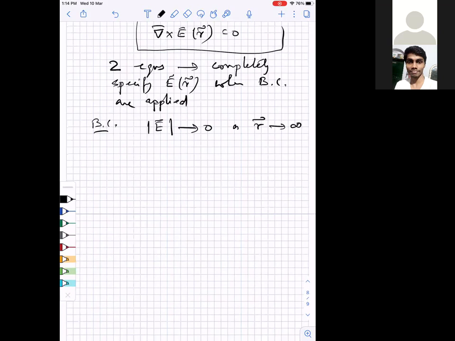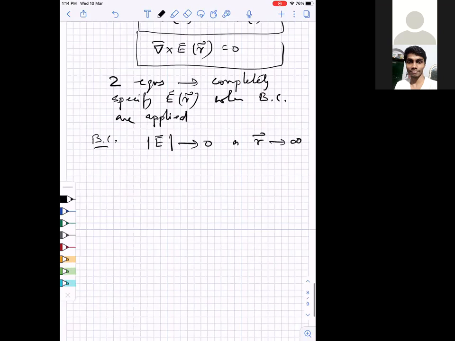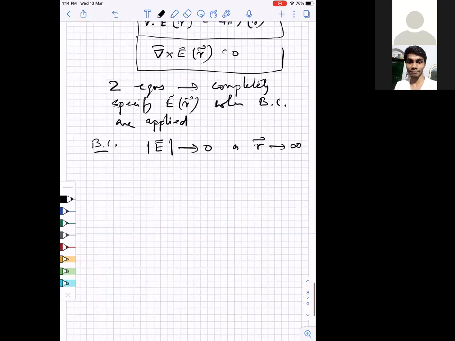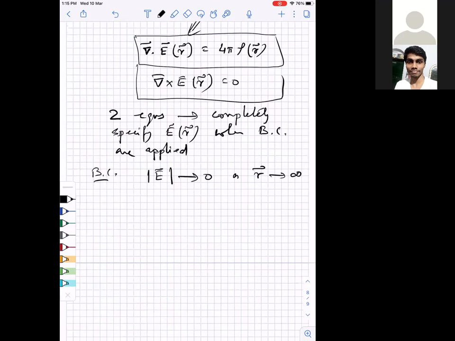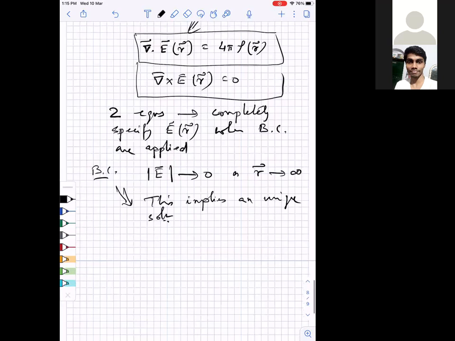The problem that I gave you was basically this problem. And the key thing that I guess almost everyone missed is that three things were given: the curl of E is this, the divergence of E is this, and the boundary condition is this. The boundary condition is most important of all. This boundary condition implies a unique solution. So it's very important to use the boundary condition. A lot of people just took the differences and said this is equal to zero, but that should be equal to rho of r. That's not the way to do it. You have to do it a little more carefully.